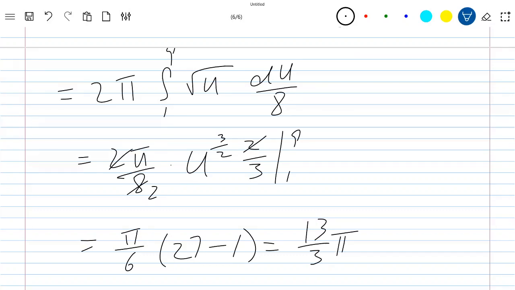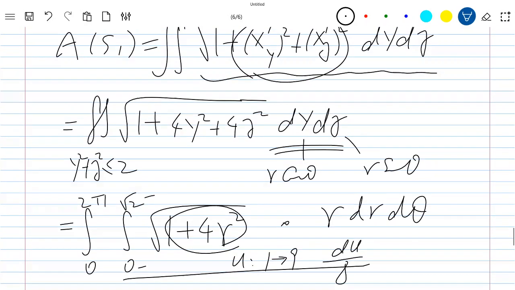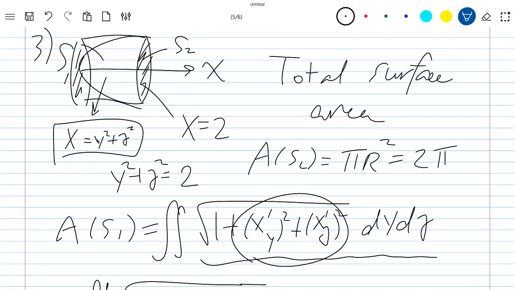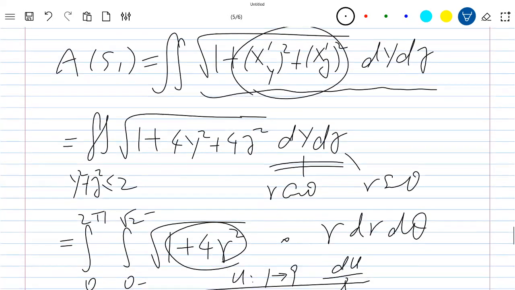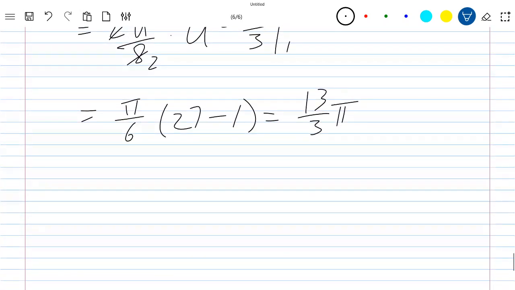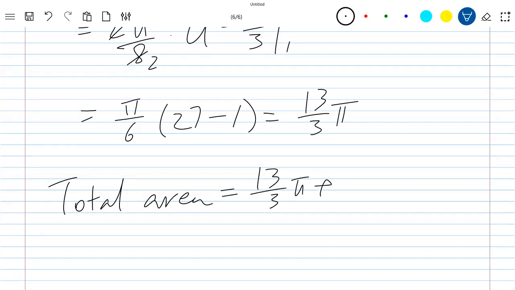Then don't forget you also need to add this part. So the total area equals 13 over 3 pi plus 2 pi, and that's 19 over 3 pi. Okay, that completes our example.